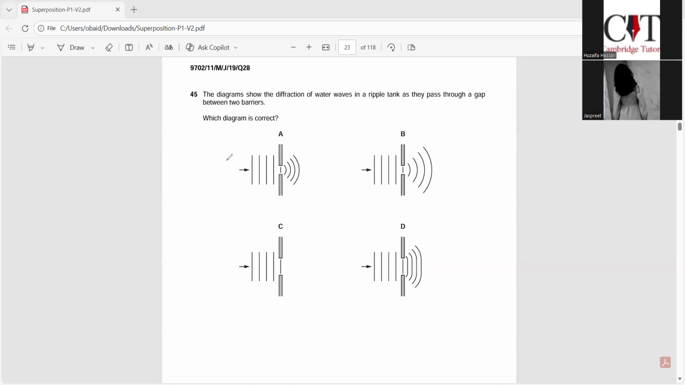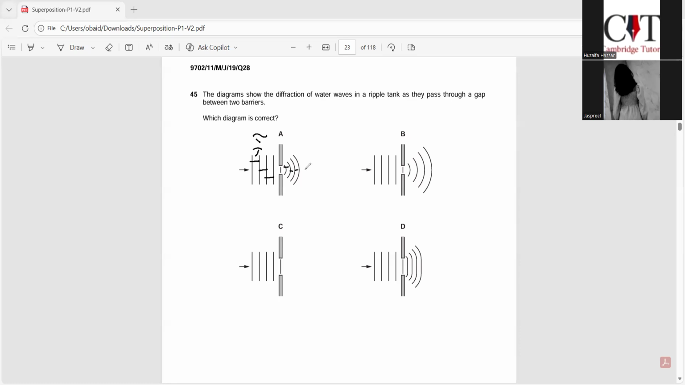So that's why. And one more thing, the distance between the wave fronts. This is your wave fronts. So the distance between the wave fronts is your wavelength. If I say what is the distance of this, this is your wavelength, this is your lambda. So this distance should also be your lambda.